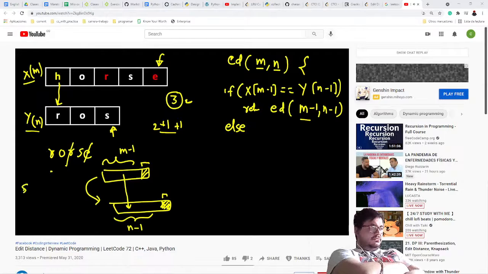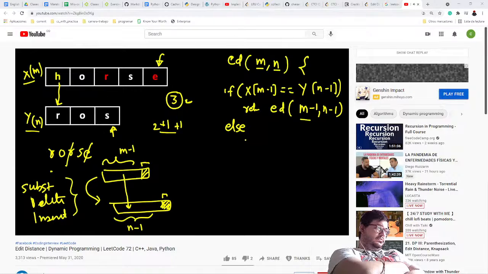What are those? Substitute, delete, and insert. These are the three operations possible, which we will try all of in this else case. So if we do any of these, we count it as one operation. So what things we can do? These are not equal now in this case.